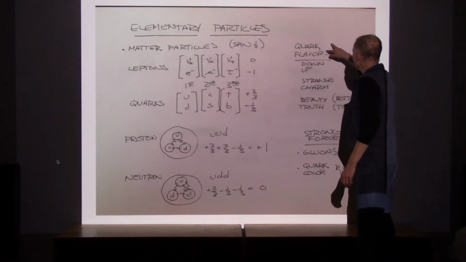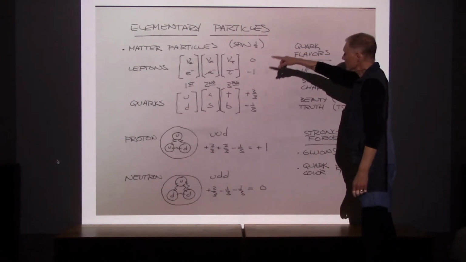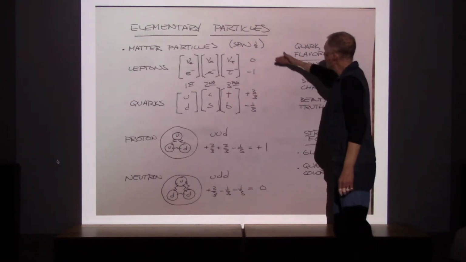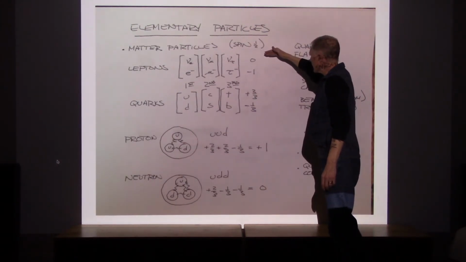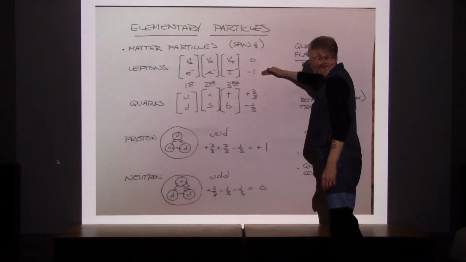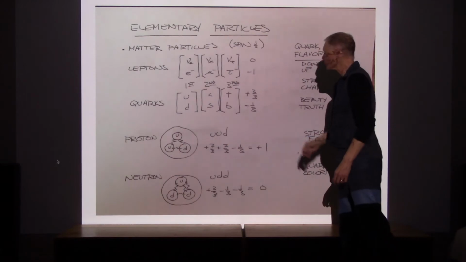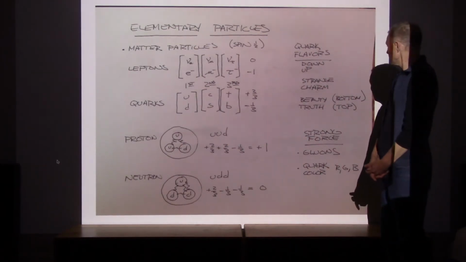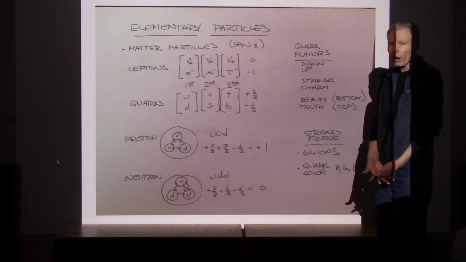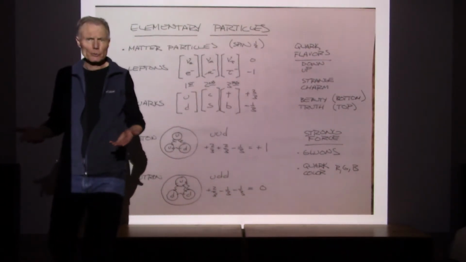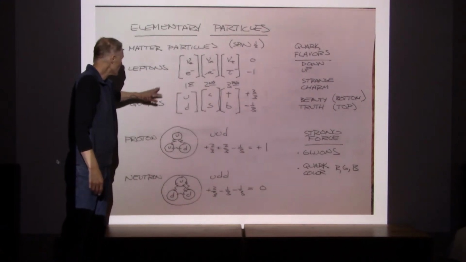So again, we talk about these as flavors, 6 different flavors divided up into 3 different generations, and then the neutrino-like particles that have no charge, the electron-like particles with minus 1 charge, the up-like quarks plus 2/3, the down-like quarks minus 1/3. And that's it. That's all the matter particles. Everything is some combination of either leptons and quarks.